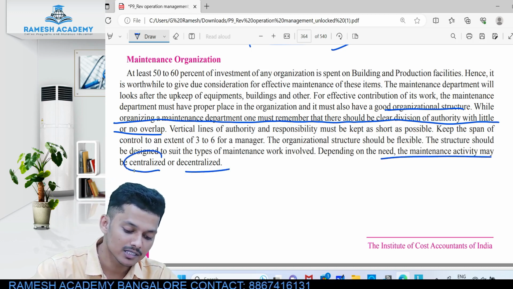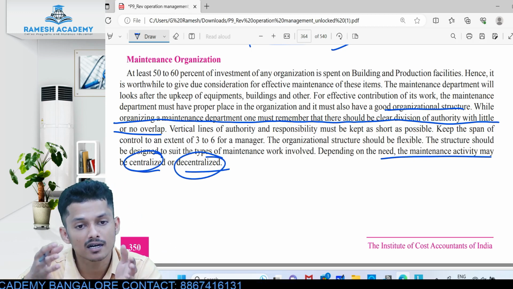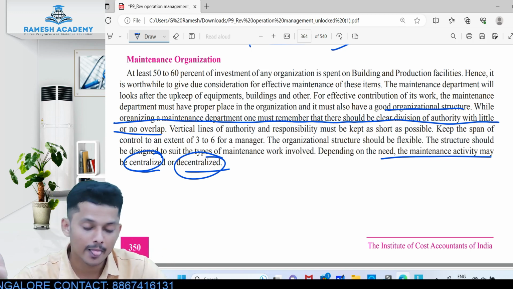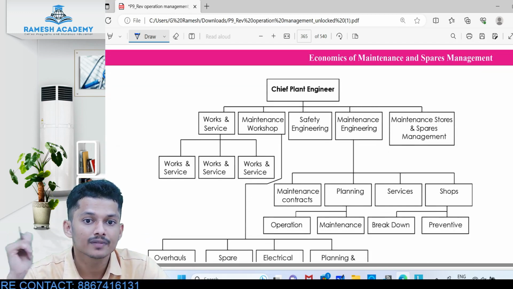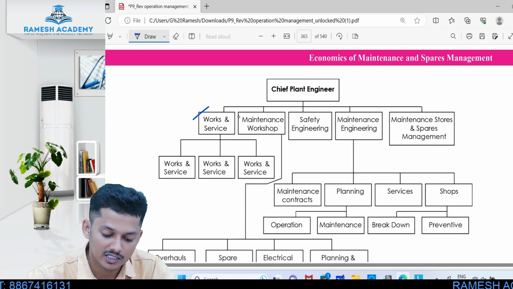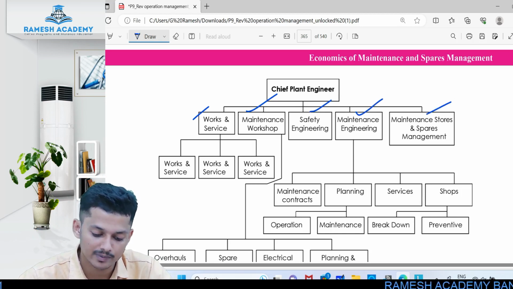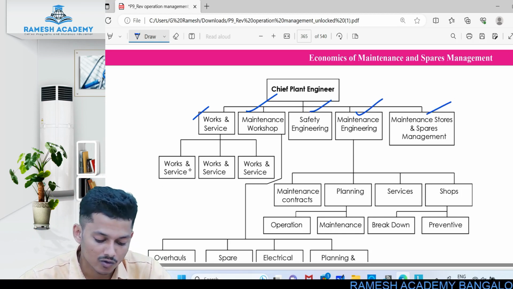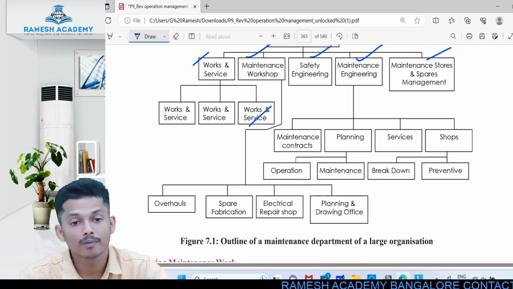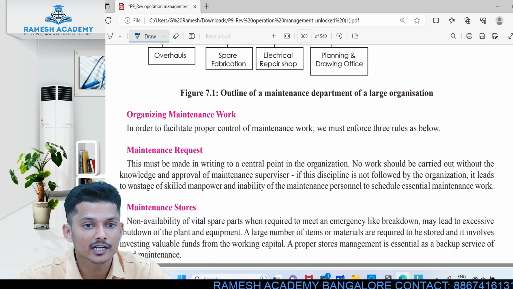Centralized means bring all the machines to one place. Decentralized means where all the machines are, you segregate them to each and every department. Okay. Clear it is? Yes. Now see, chief plant engineer. So how does he work? There is work service, maintenance workshop, safety engineering, maintenance stores and spares management. Under work service again, work service. Then maintenance, you have different parts from there. Now see, outline of maintenance department of an organization.